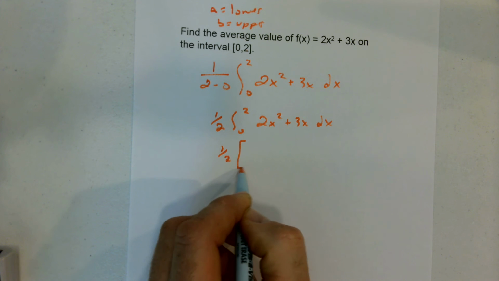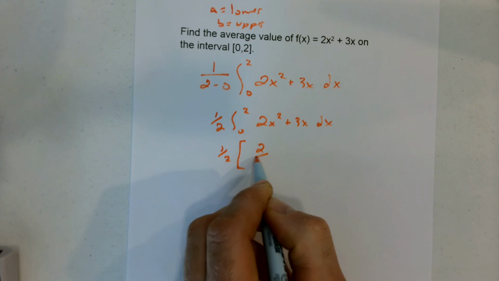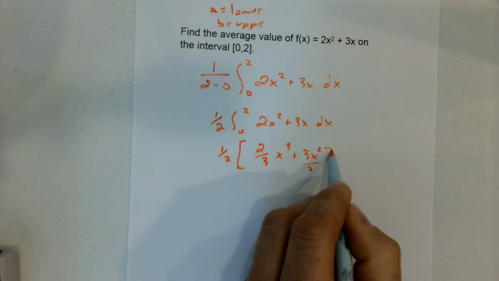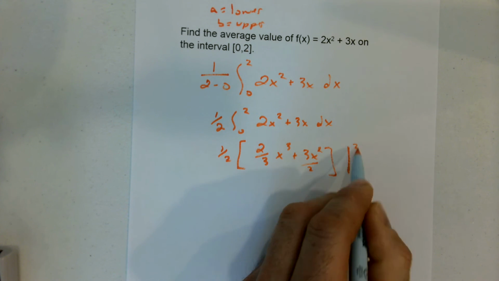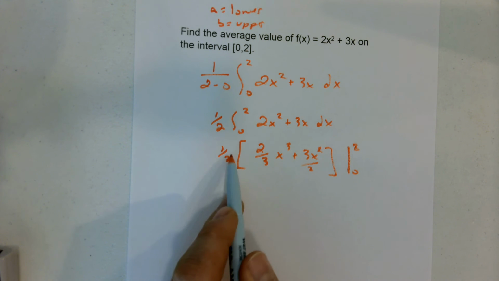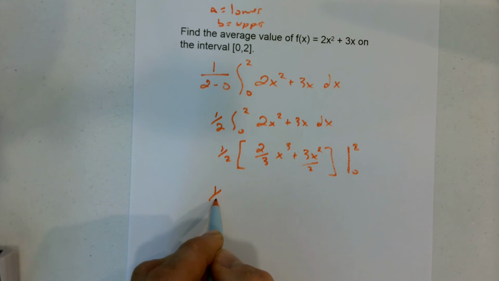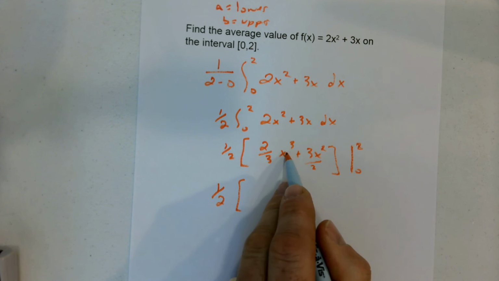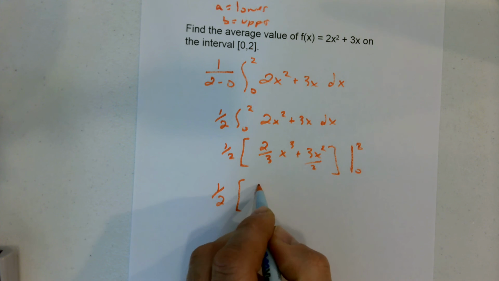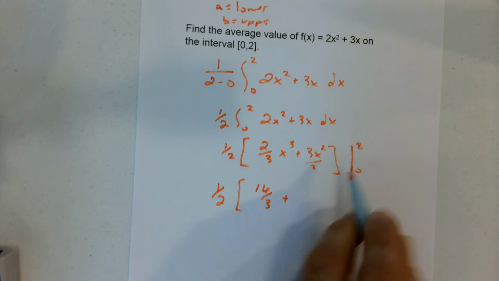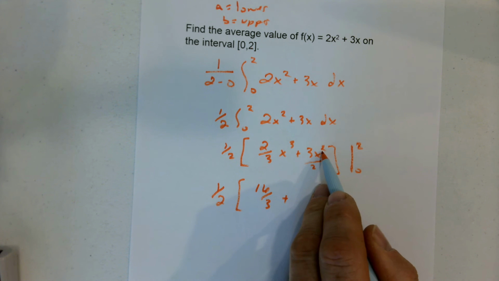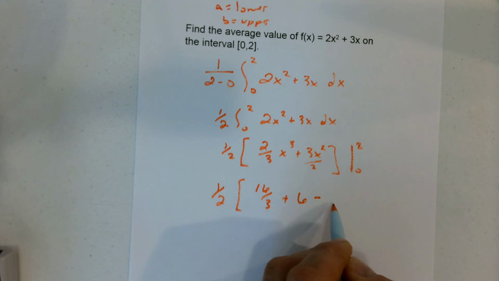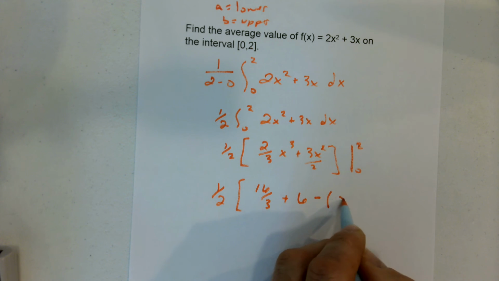I can go ahead and integrate that. Integration of 2x squared is going to be 2/3 x to the third plus 3x squared over 2. Again, I'm going from 0 to 2. Since there's no variable out here, we can kind of leave that 1/2 out there and plug in our 2 and plug in our 0. So here I have 2 to the third, which is 8, times 2 gives me 16/3. Plus, when I plug in 2 here, I get 2 squared is 4, times 3 is 12, divided by 2 gives me 6. Minus, plugging in my 0, I end up with 0.